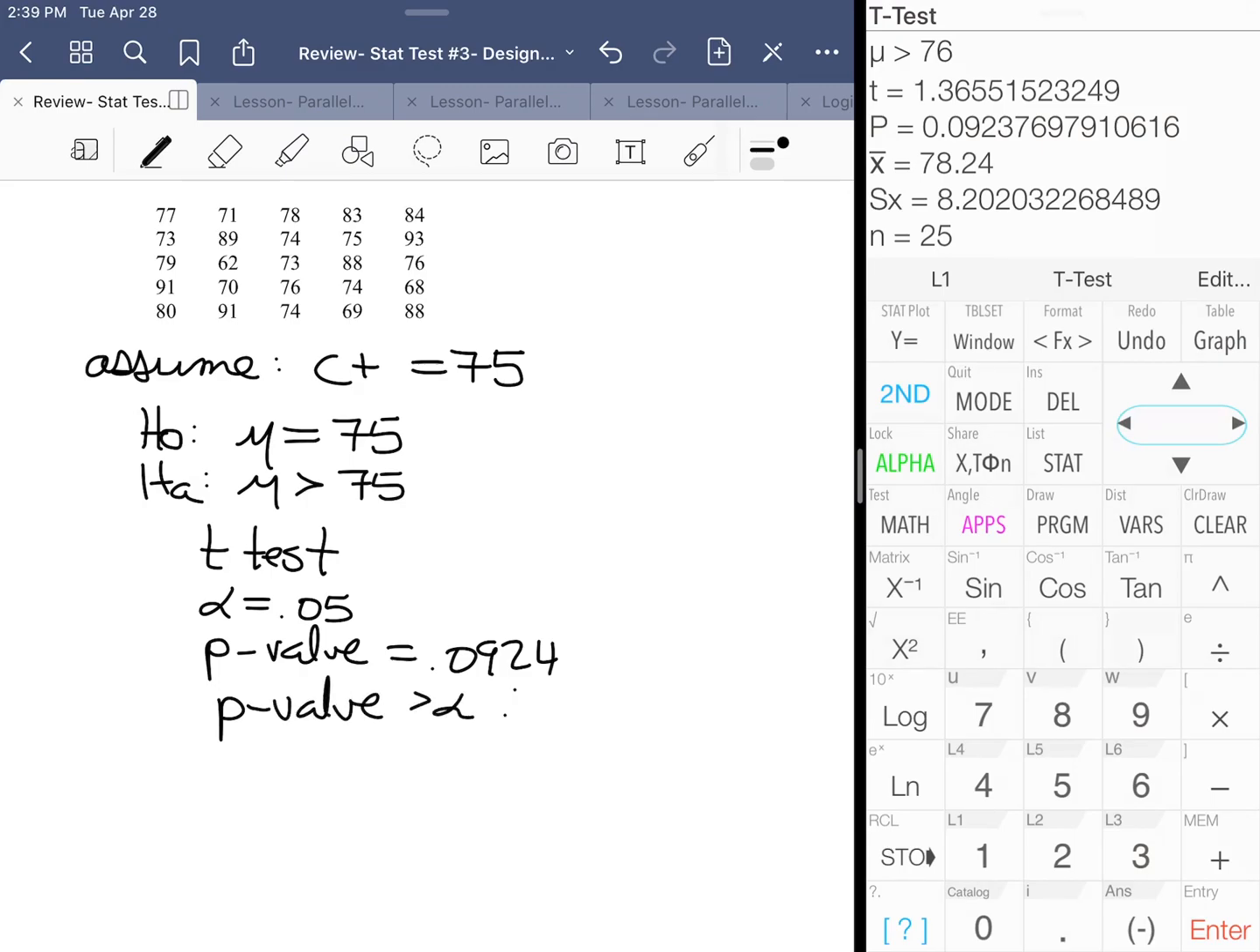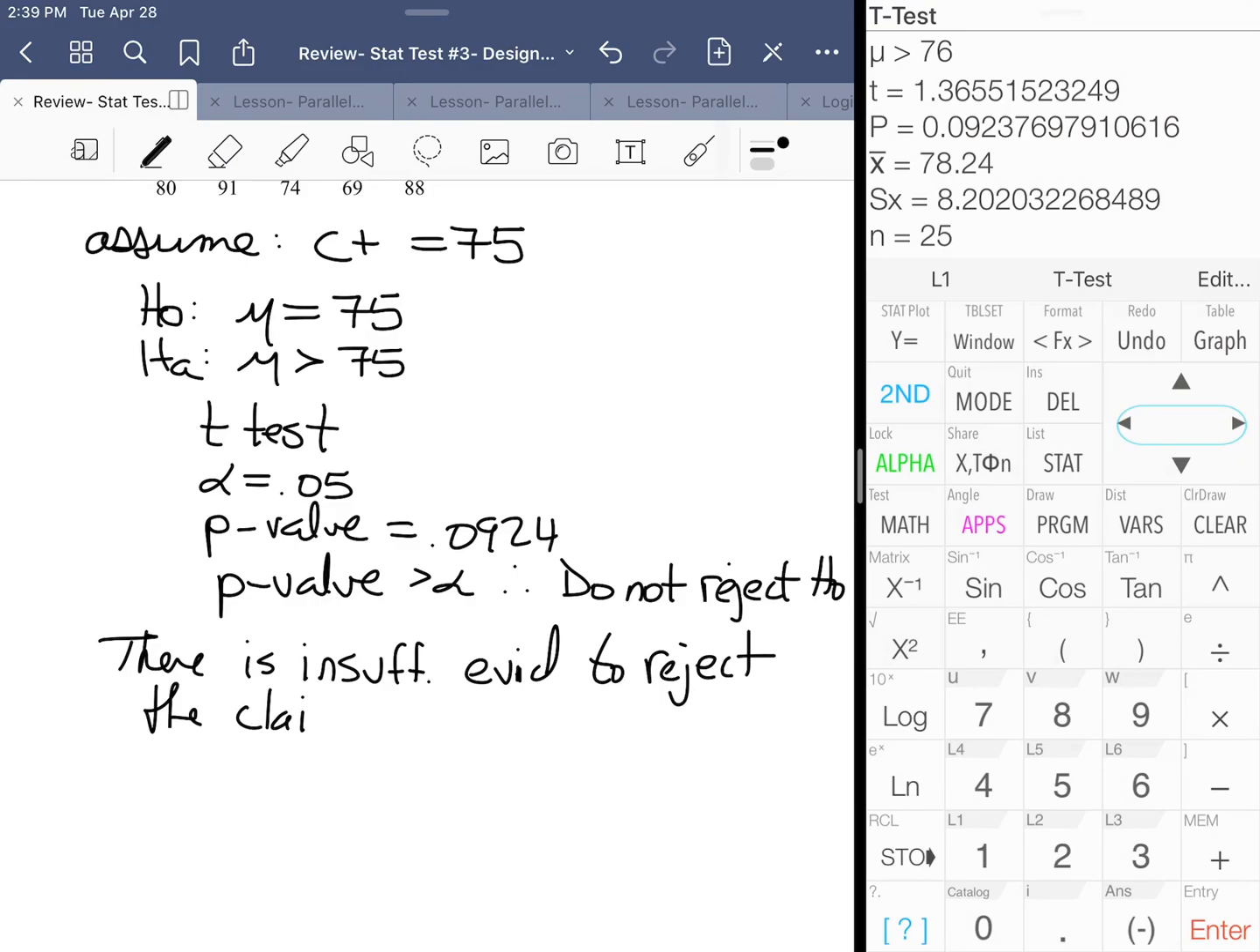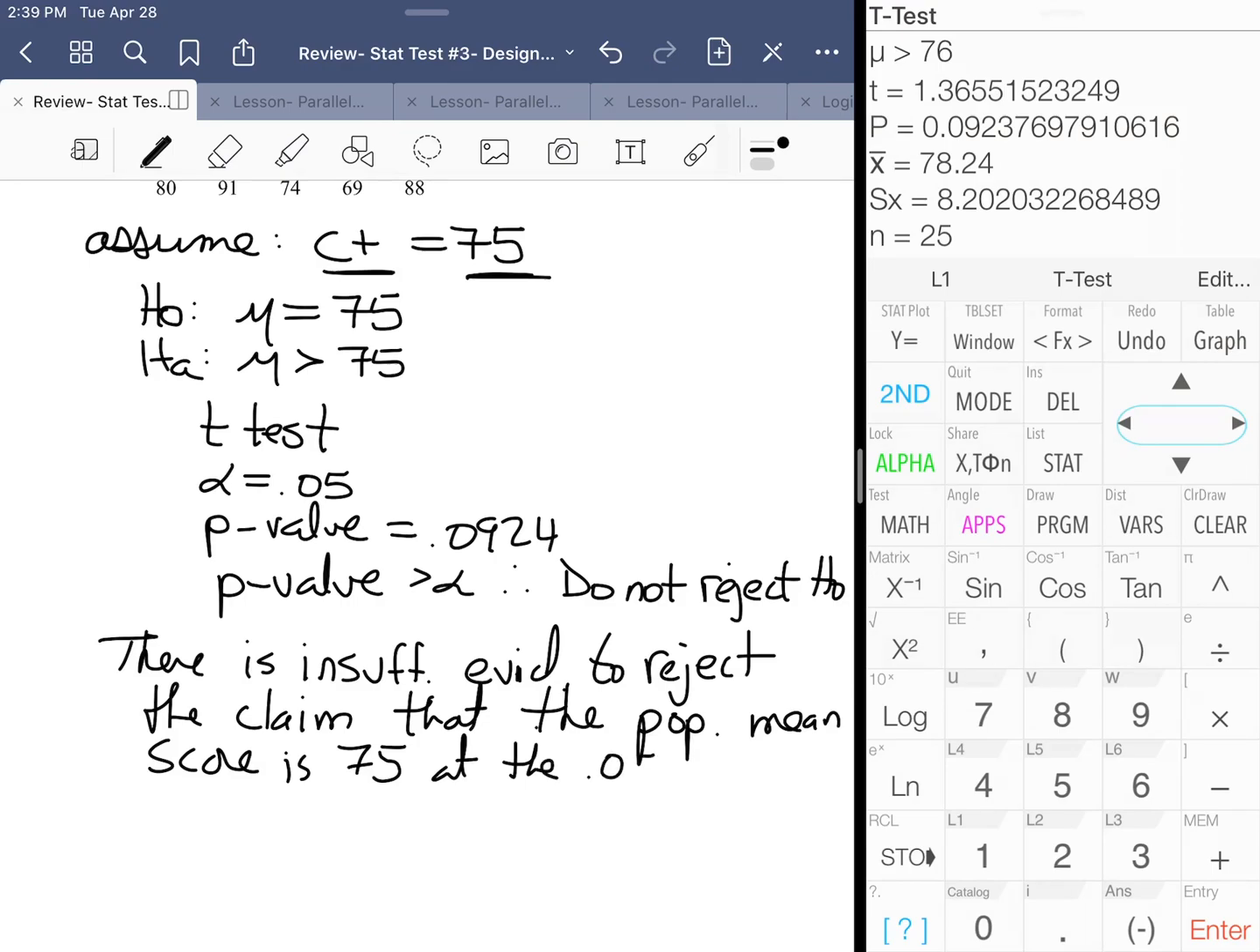So the p-value is equal to 0.0924. The p-value is greater than alpha, therefore do not reject the null hypothesis. All right. So there is insufficient evidence to reject the claim that the mean population mean, we already know what the sample mean score is, now since we assume C+ is 75, we could say C+ or 75 at this point. I'm going to write 75 at the 0.05 significance level.